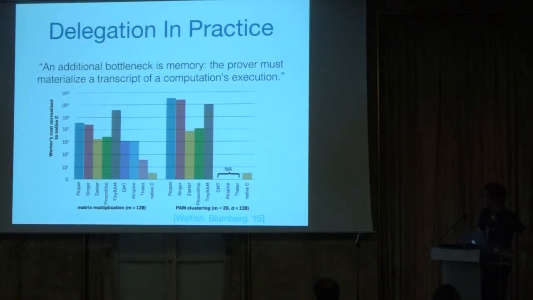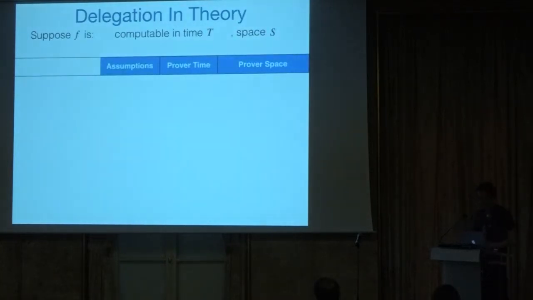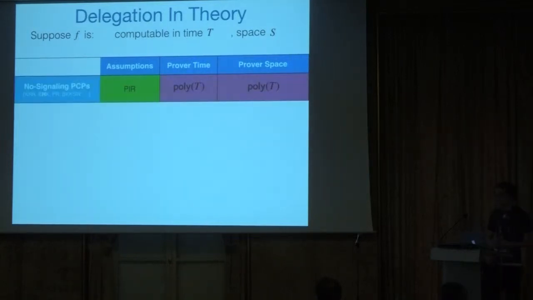Okay. So what about in theory? We're at a theory conference. So here we'll try to look at the asymptotics of the prover overhead, as well as the hardness assumptions that we need to make in order to ensure that the protocol actually is sound. The most relevant to us is a line of work initiated by Kalai and Raz, and Rothblum, with a few follow-ups. This line of work achieves delegation protocols that have a polynomial overhead for the prover under the assumption that there exists a single server private information retrieval protocol.